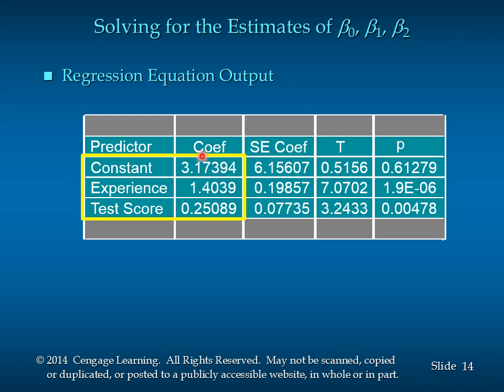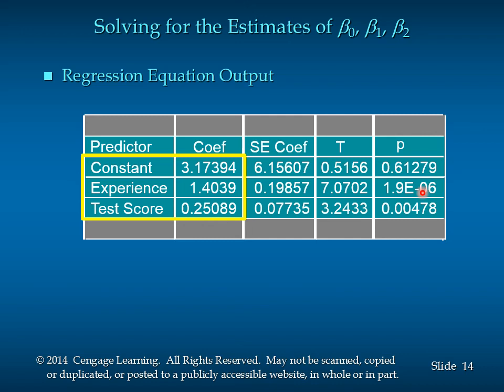So that's why we come in here and we say this constant. We don't usually worry about the p-value associated with the constant. The constant's the constant. What we look at is here, experience. What's the p-value for experience? When you see something like that, you won't see this in Minitab, 1.9 to the minus 6. Is that a big number or a little number?